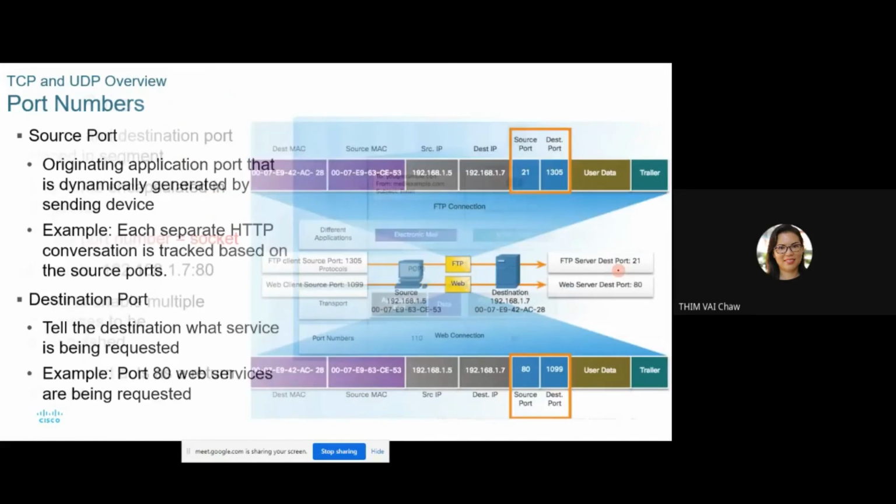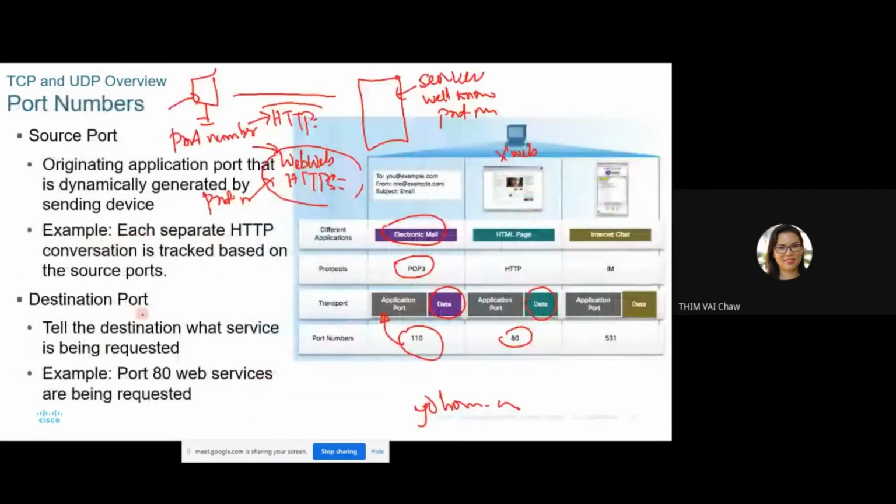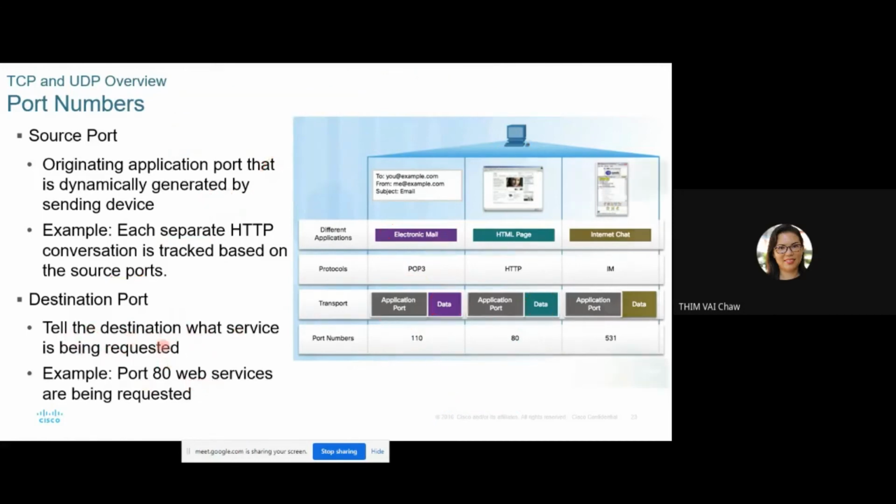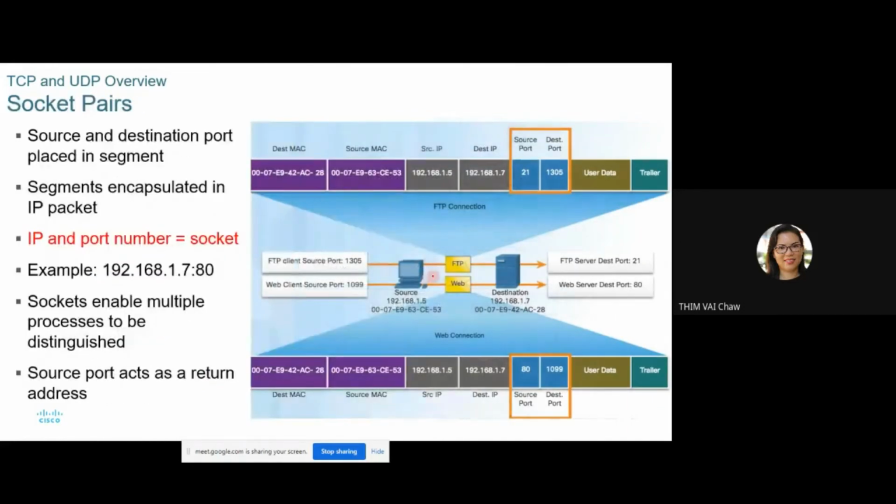So for example, each separate HTTP conversation is tracked based on the source port. We have a source port and a destination port, telling the destination what service is being requested. The port number is 80. So I'll give you more detail over here with these two examples.